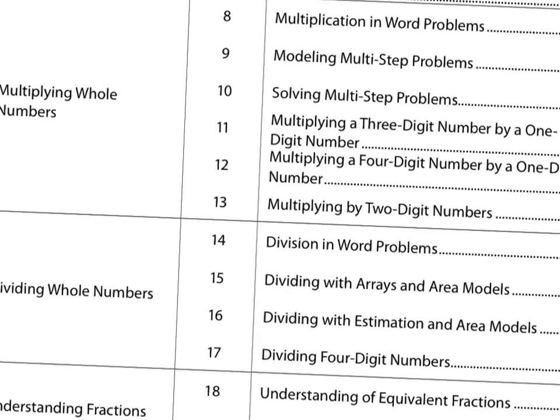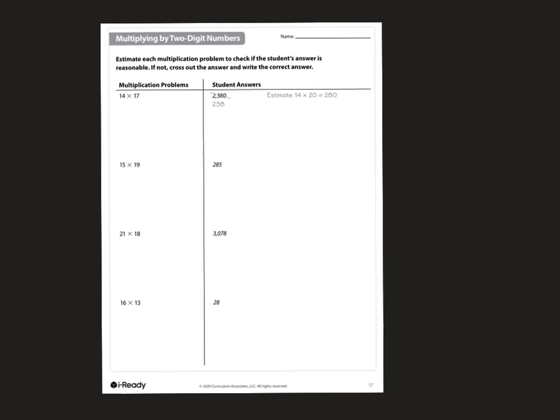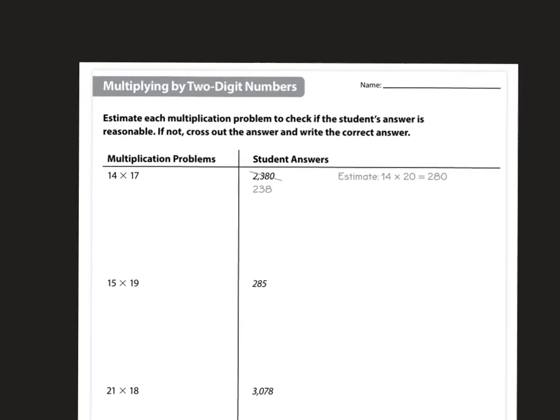Alright, let's see what we got here. Multiplying two-digit numbers, which is on page 17. Alright, let's get to it. You can see today we only have 4 problems. Let's read our directions and see what they say.